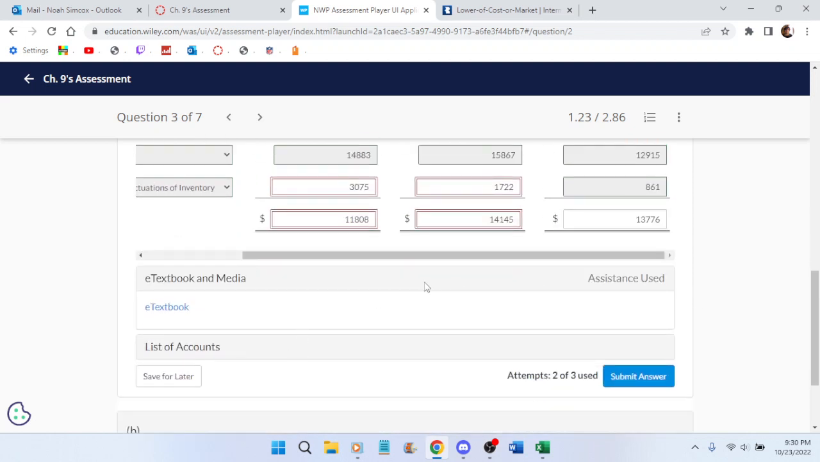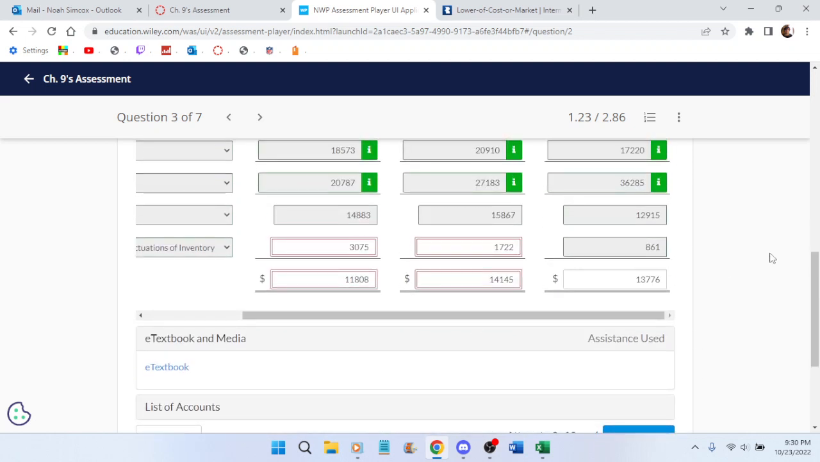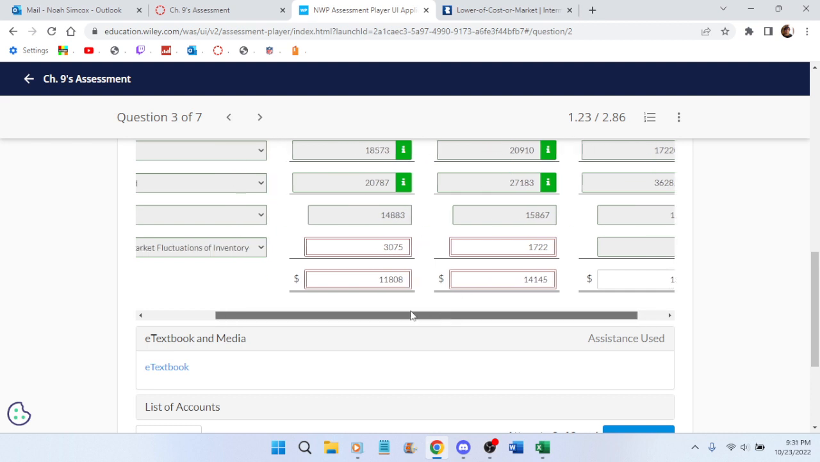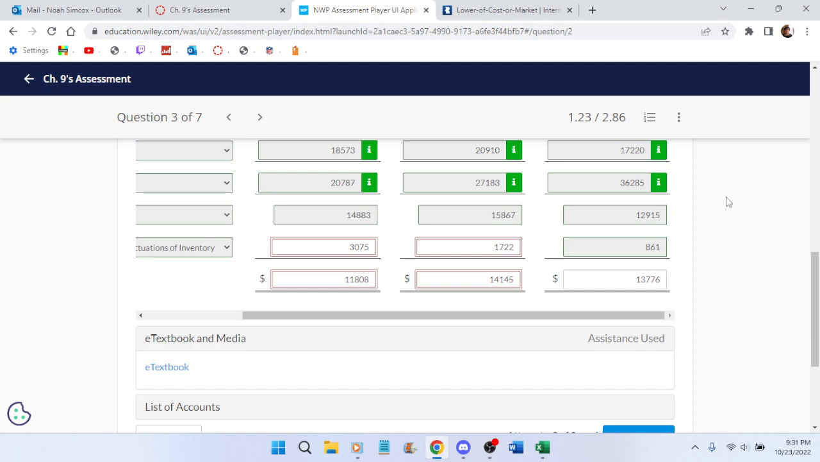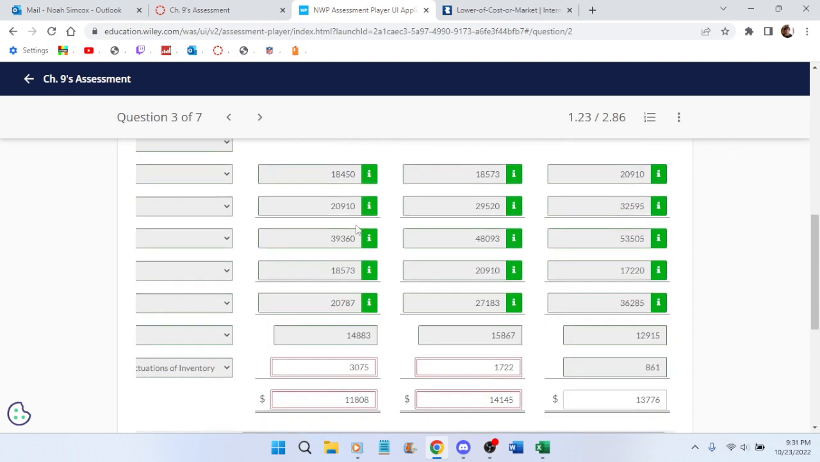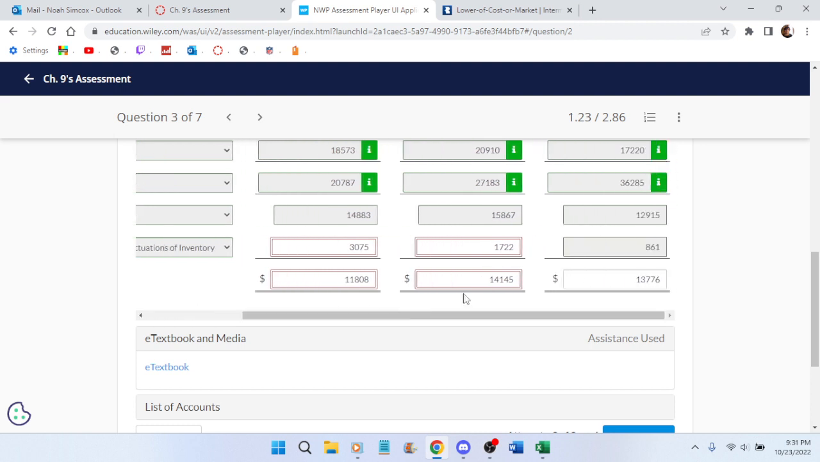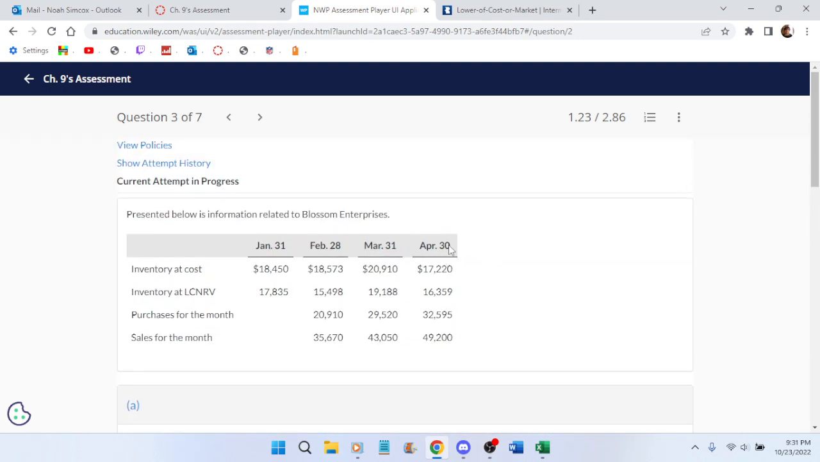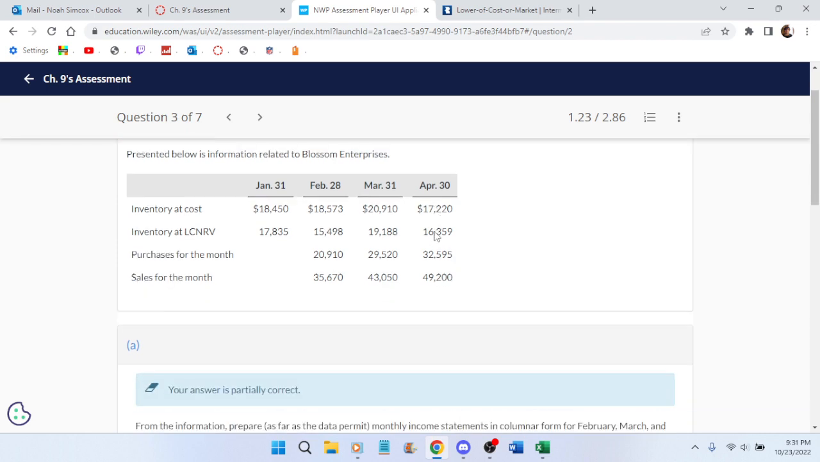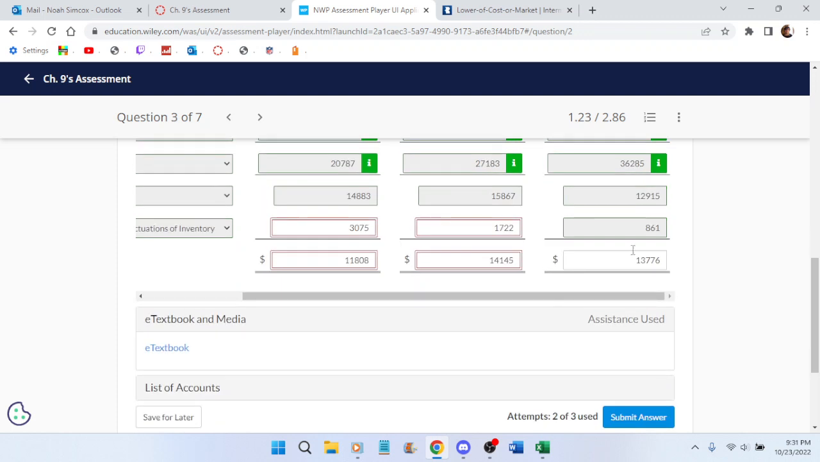I wonder how long part B is going to be. It's probably going to be like this whole thing again, except for one little change. What is different about the April compared to the previous months? In that doing this minus this gives you the answer of 861, except it's a positive number.